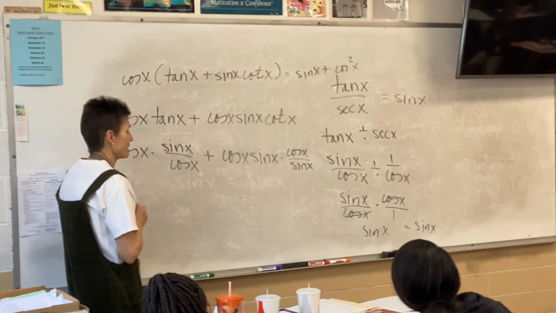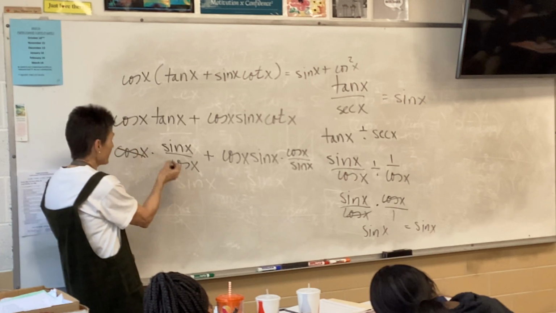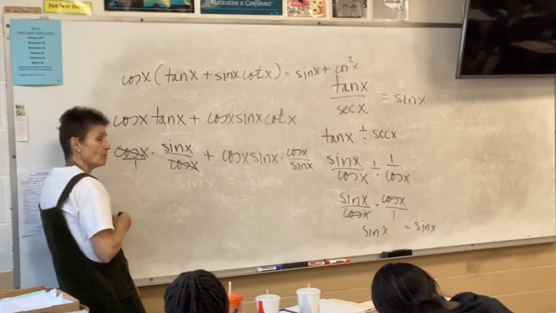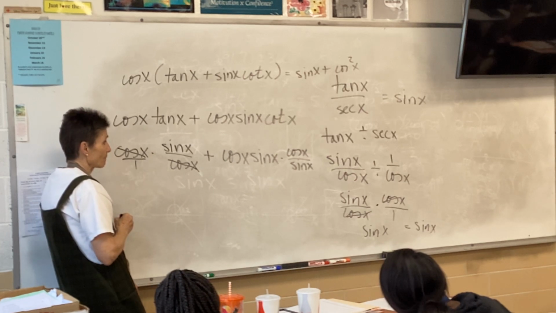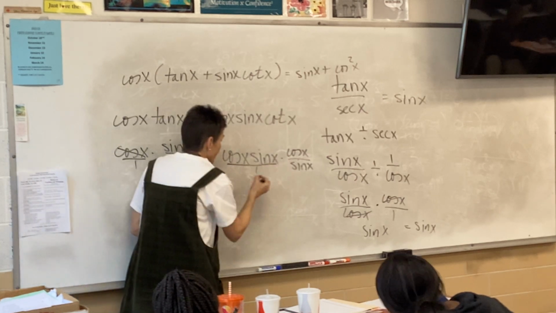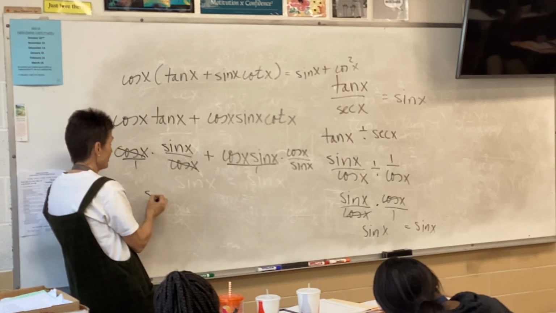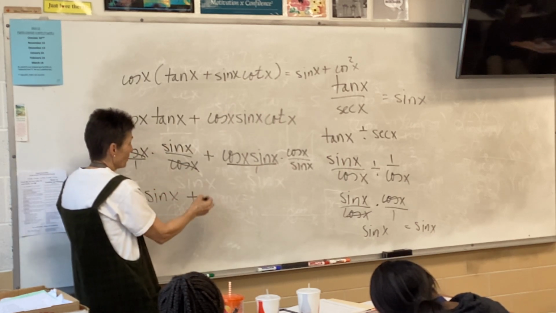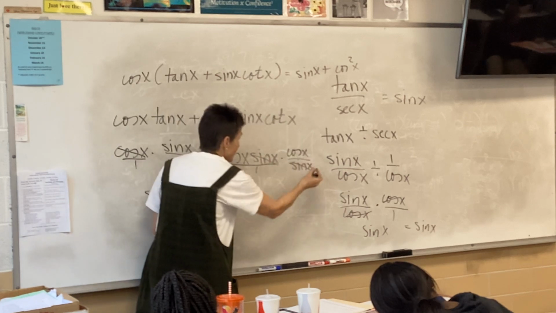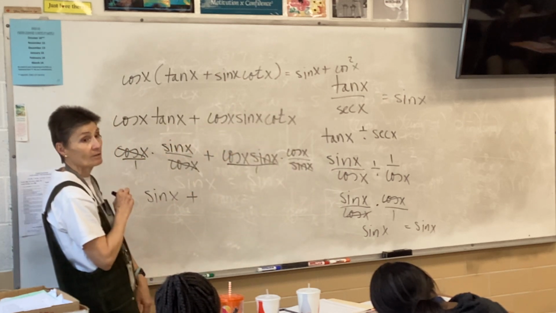All right, you notice anything? These are going to cancel, aren't they? Remember, that's cosine over 1. This is all over 1. So those cancel and leave me with sine. What happens here? Those cancel and leave me with cosine squared.